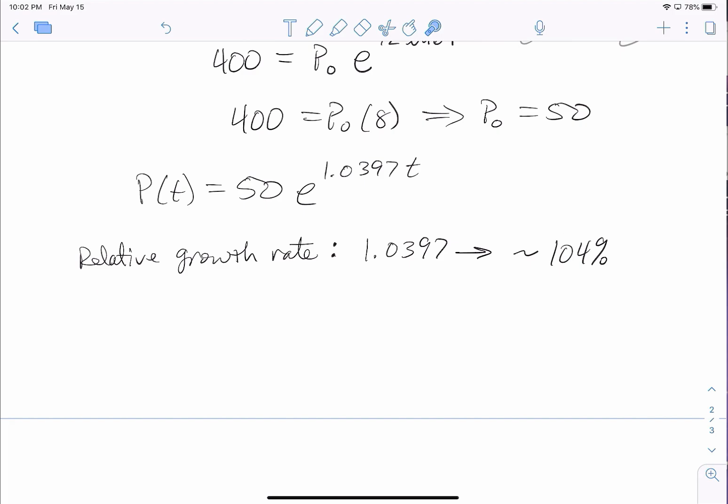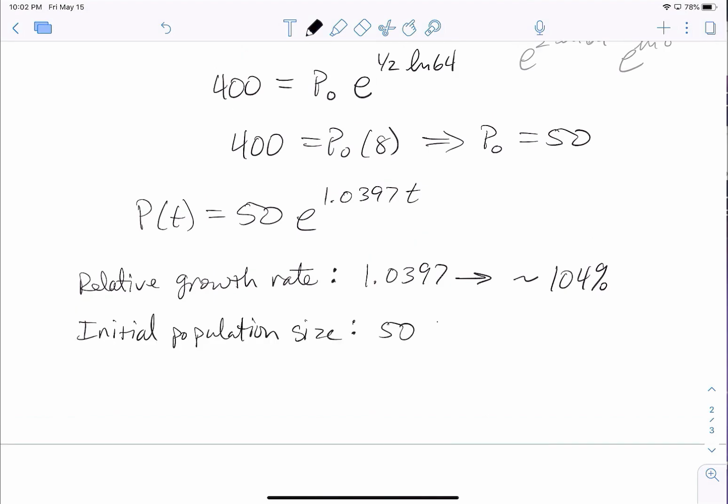Further, we can say that the initial population size was 50 bacteria. Now, folks, with exponentials, logarithms, not everything's going to turn out to be a whole number. But if you're giving me a count of bacteria, please round to a whole number. Nobody has a third of a bacterium.